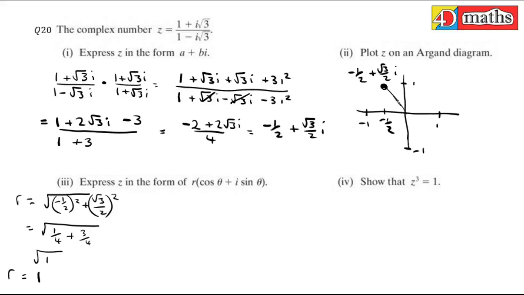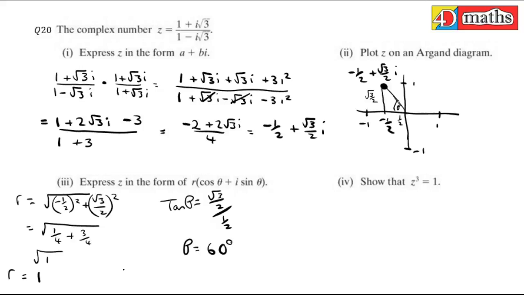The next thing then, I want to find the angle. Okay, so this distance is root 3 over 2 and this distance is a half. Okay, so it's tan of the angle equals root 3 over 2 all over a half. If you work that out in the calculator, you get an angle of 60 degrees.